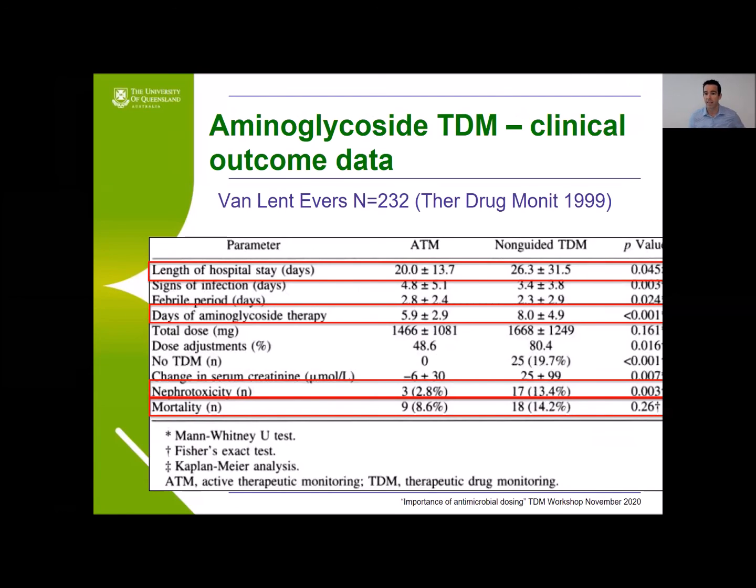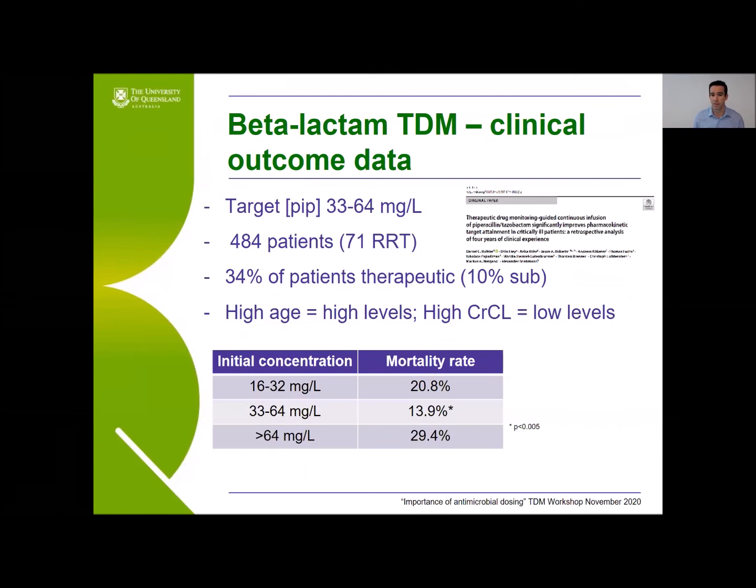The first is by Van Lent-Evers from the Netherlands, a trial comparing aminoglycoside therapy with a very sophisticated therapeutic drug monitoring versus a non-guided therapeutic drug monitoring, so the intervention wasn't quite as active. What was observed in this study, when of course aminoglycosides were used a lot differently to how they are now, is that you could dramatically reduce length of stay with better treatment of infection through this active therapeutic drug monitoring approach. Nephrotoxicity associated with the drug was also decreased, and there was a numerical decrease in mortality, which didn't quite reach statistical significance.